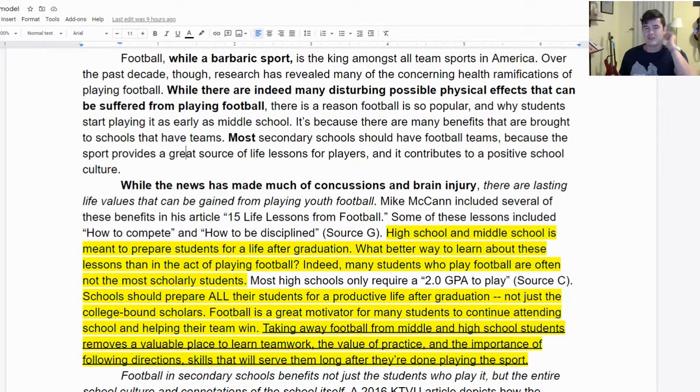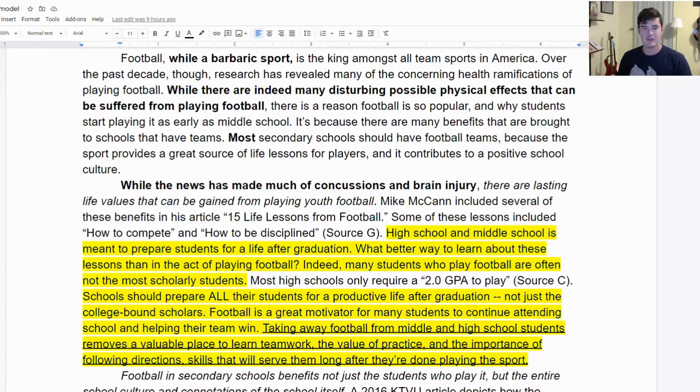But now I have to develop a line of reasoning to support my thesis. High school and middle school is meant to prepare students for life after graduation. What better way to learn about these lessons than in the act of playing football? Indeed, many students who play football are often not the most scholarly students. Now, in that, I am pivoting to my next source. Most high schools only require a, quote, 2.0 GPA to play, source C.